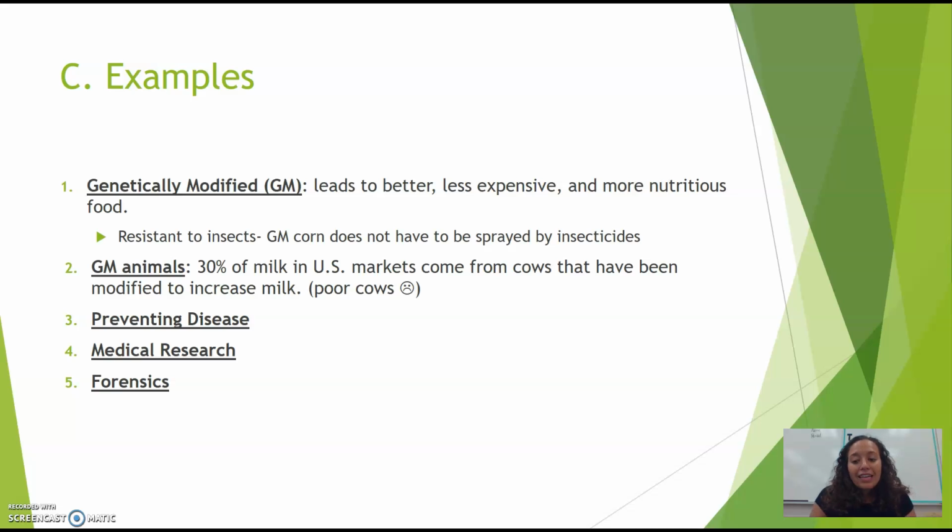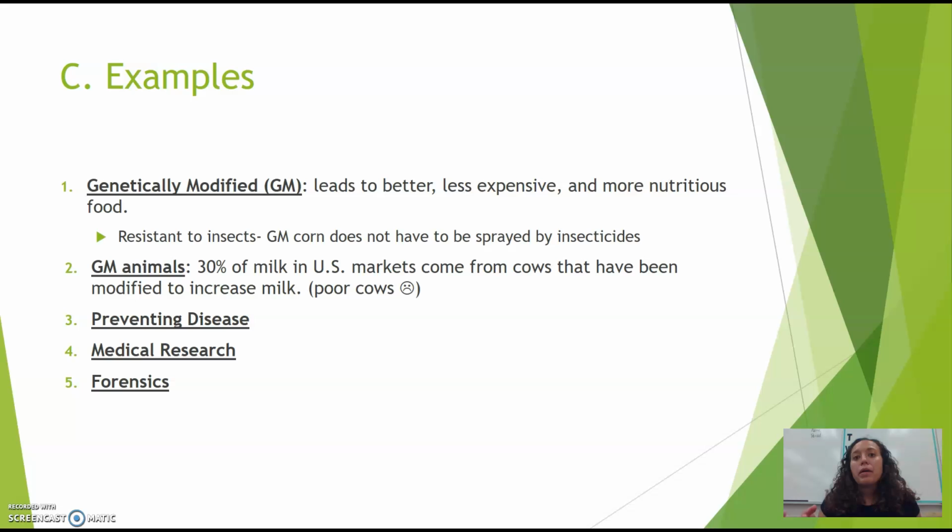Some more specific examples, if I went a little fast on that, just go back and pause. You're allowed to rewind. Genetically modified is usually abbreviated with GM. It leads to better, less expensive, more nutritious food. I already said that. An example, they will actually put in DNA to resist insects. So corn doesn't even have to be sprayed with insecticides, which is actually really bad for you. Insecticides are, but the DNA shouldn't be too bad. So you don't have to spray it with chemicals because it's already embedded in the DNA to prevent it.